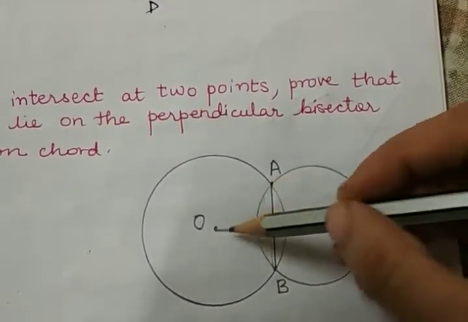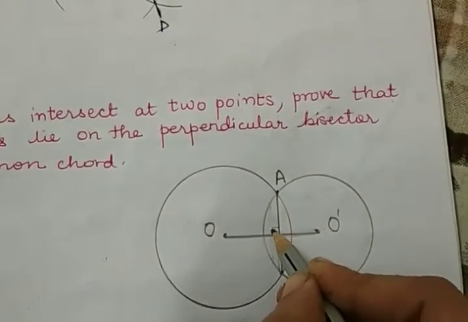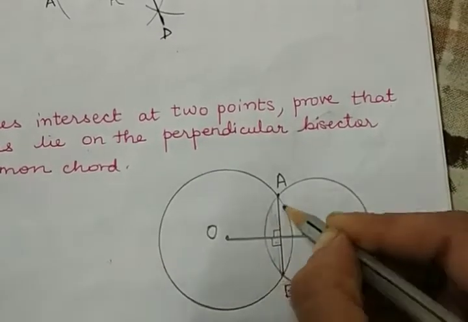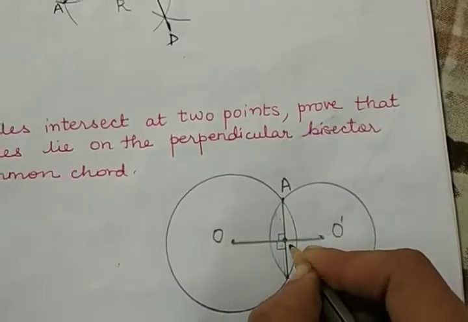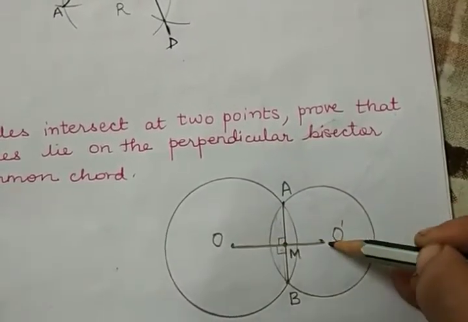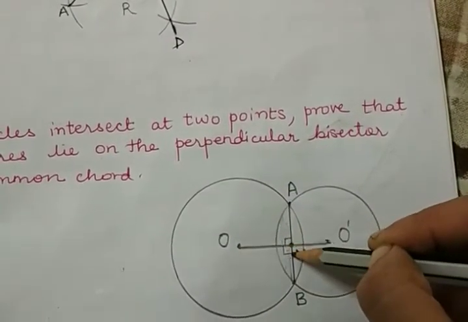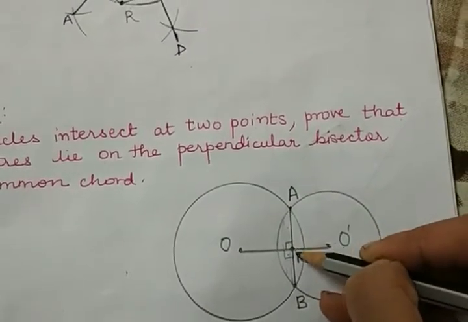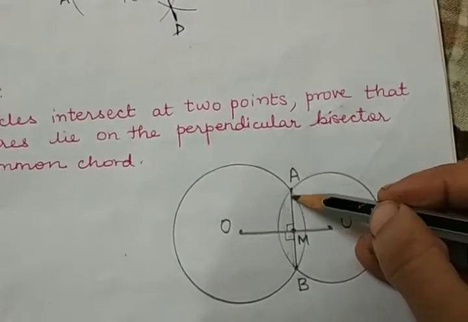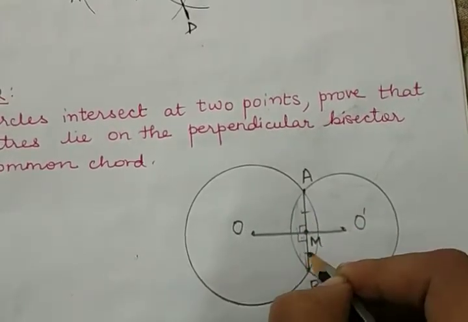What does perpendicular bisector of the chord mean? I have to show that this angle is 90 degrees. Suppose this point of intersection I name as M. Then I have to show that OO dash is a perpendicular bisector, which means this angle is 90 degrees and AM is equal to MB, correct? Bisector means this line will divide the chord AB into two equal parts. So I have to show this is equal to this.